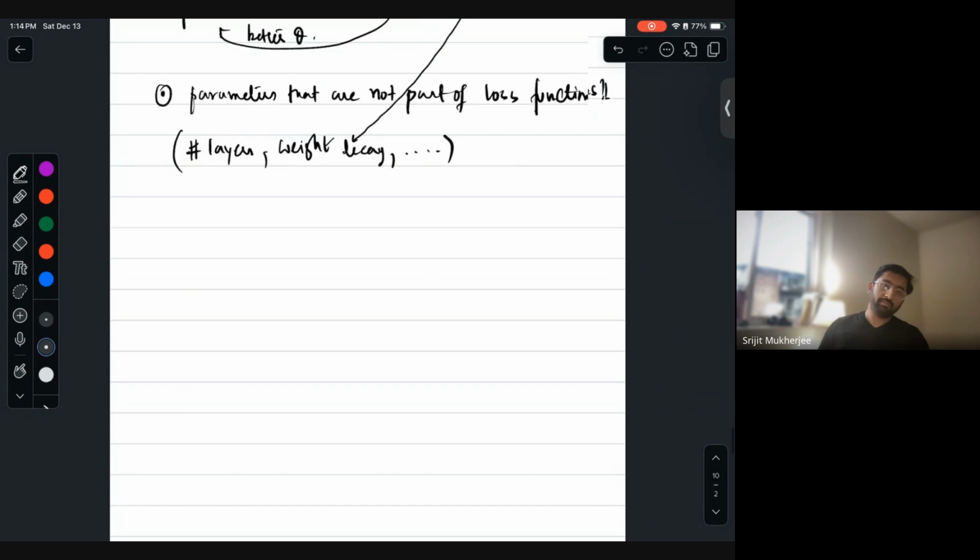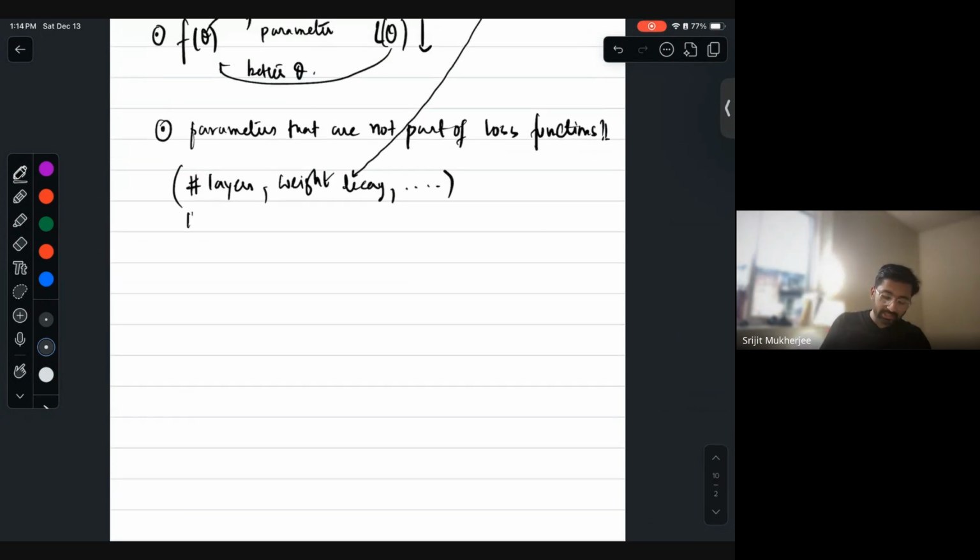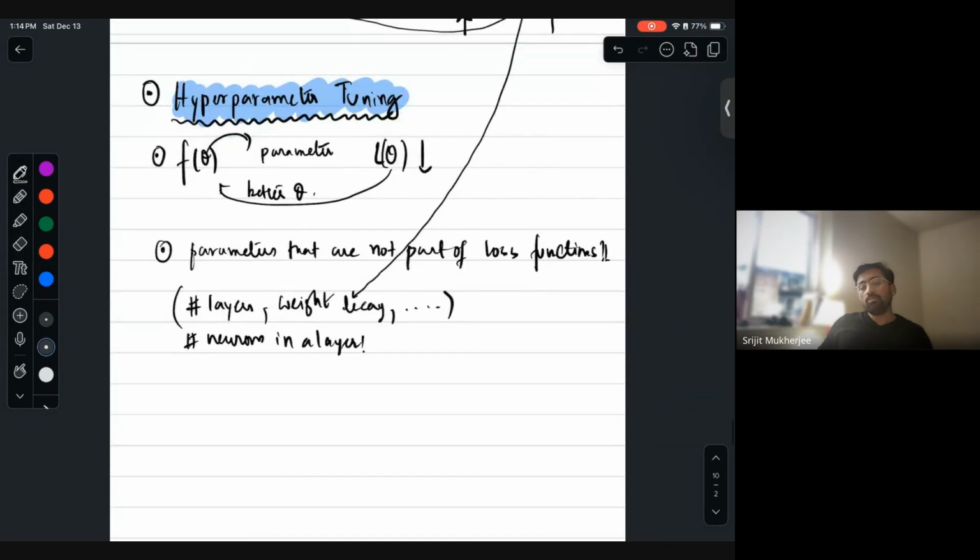The number of layers is one of them. The number of layers, the number of neurons in a layer. So the main question is, what do we do? How do you find the best?